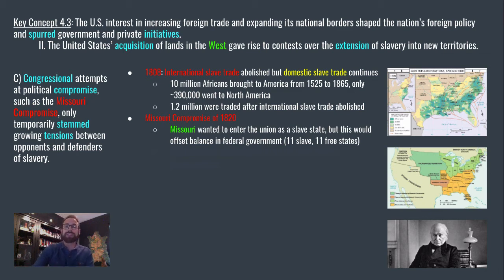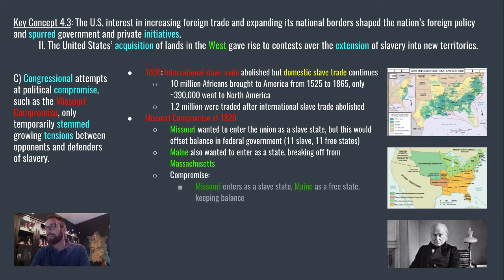Well, what was decided is that the state of Maine would join as a free state, breaking away from Massachusetts. So that territory that is today Maine, it kind of looks like a hand, used to be just part of Massachusetts all the way back since the New England colonial era. So that was one side of it. Here was the compromise they made.